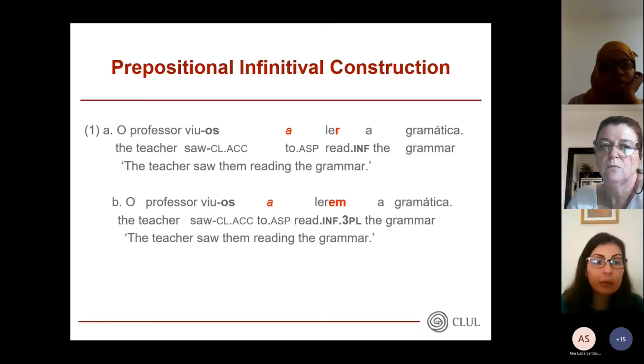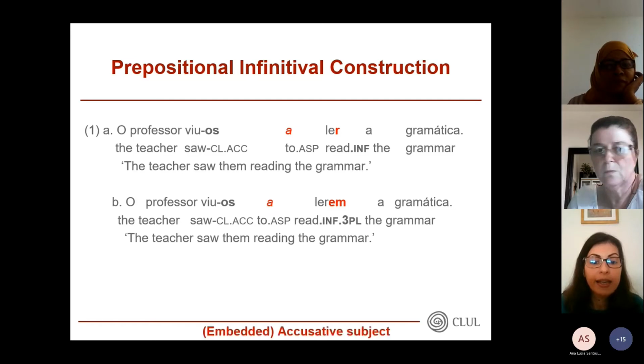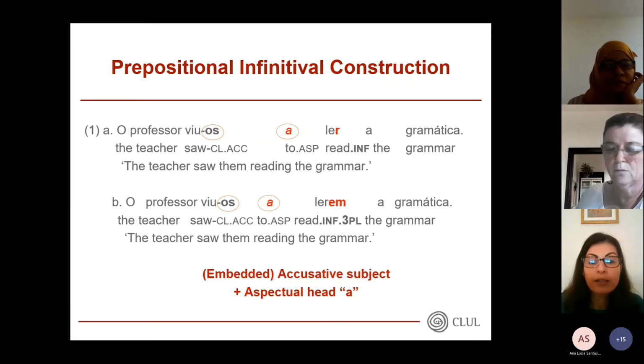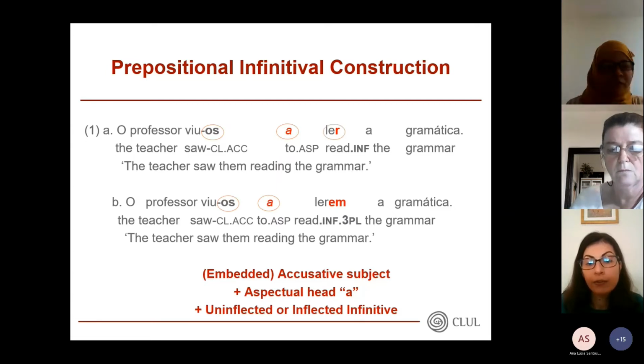So here in 1A and 1B, we have two instances of PIC. And as we can see, this structure is characterized by the fact that it has an accusative subject, followed by an aspectual head, this preposition a, and then an infinitival verb form that can be either uninflected or inflected.